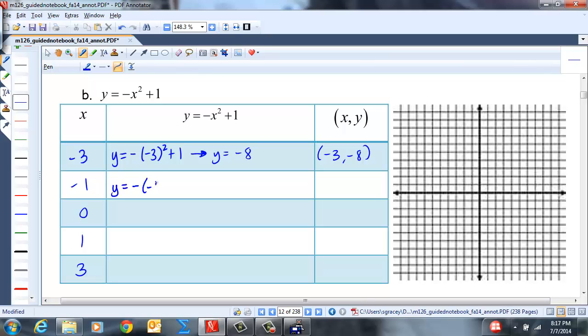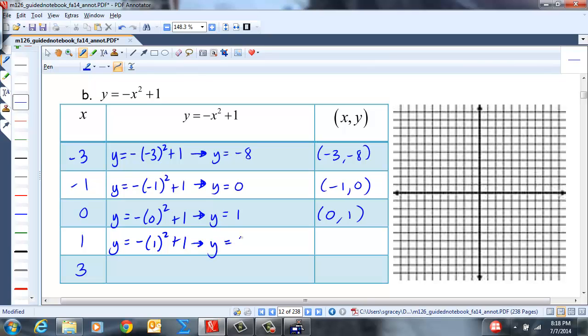Similarly, we do negative 1 squared plus 1. So we'll end up getting y equals 0. And then plugging in 0 for x, we get y is positive 1. And plugging in 1, let's see what happens.